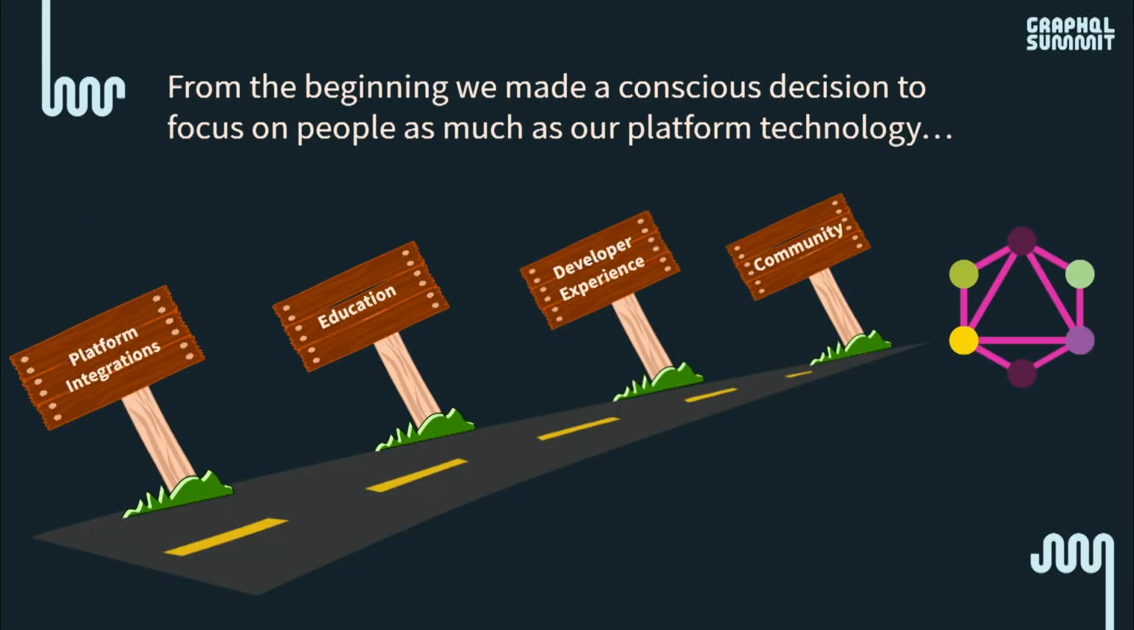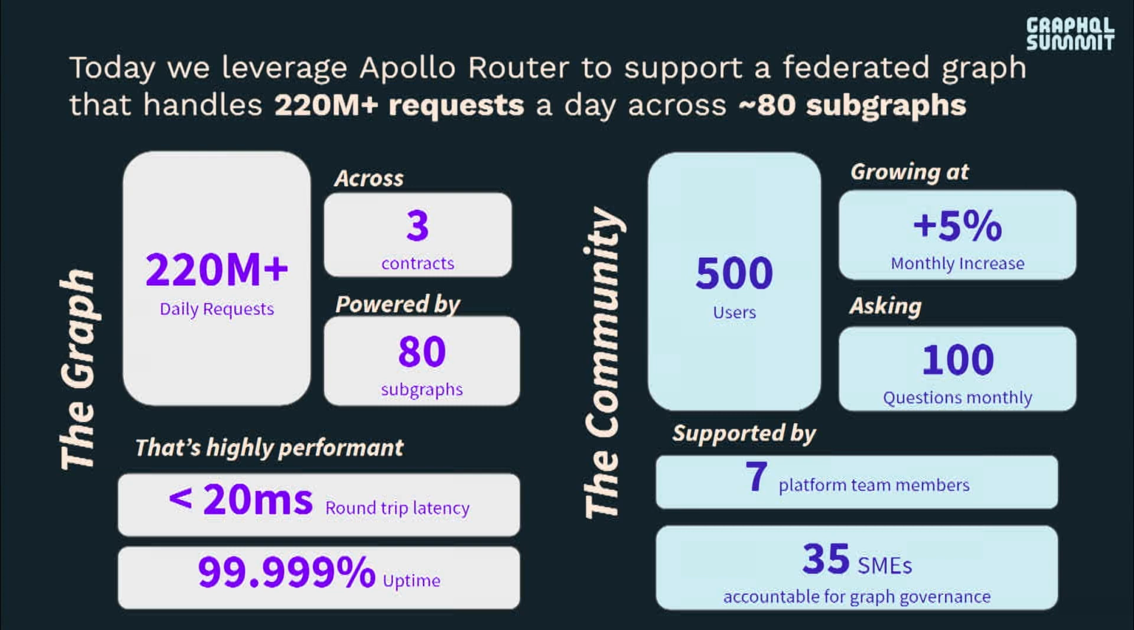We knew that if we wanted to launch a successful federated graph at Wayfair, we needed to combat these misgivings and invest in Wayfair's developers alongside our technology. We committed to making education and community building top priorities, equally important to the foundational platform and basic developer tooling needed to manage federation at Wayfair scale. Lucky for us, the decision totally paid off. Today, Wayfair has a graph that sees 220 million requests a day from 80 different subgraphs. We have a community of approximately 500 users, and we're growing about 5% month over month.